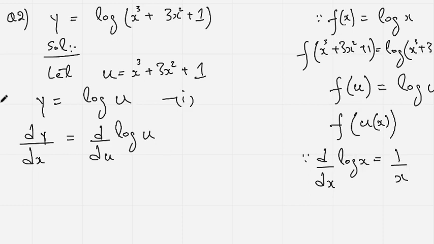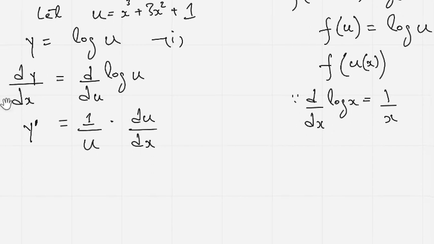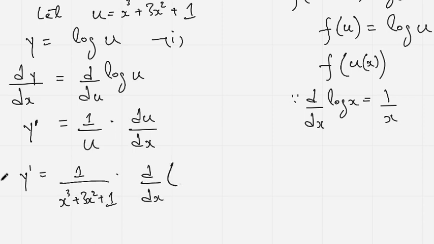Okay, so the derivative of log of u with respect to u is going to be 1 upon u, right? So it is going to be 1 upon u, and now I'm going to apply the chain rule on this u thing with respect to my original variable x. I just write y prime here, and then my y prime is equal to 1 upon, in place of my u I just write x cubed plus 3x squared plus 1, and here I will take its derivative with respect to x.